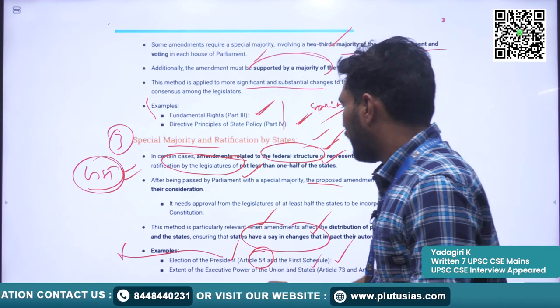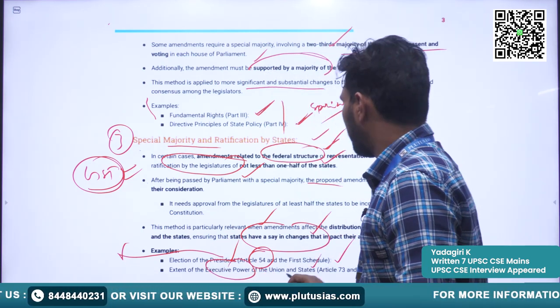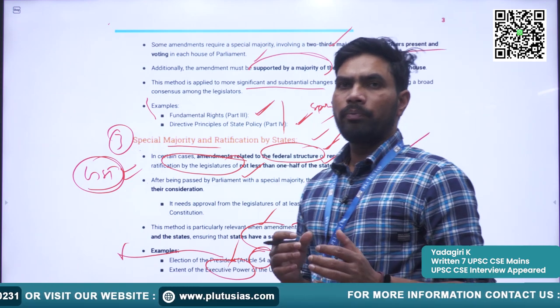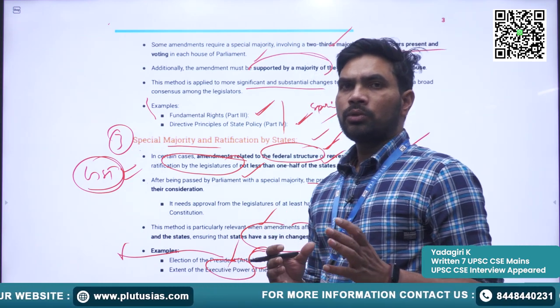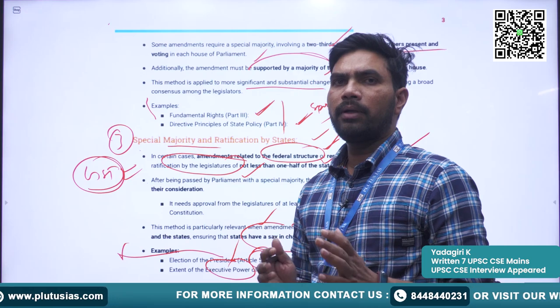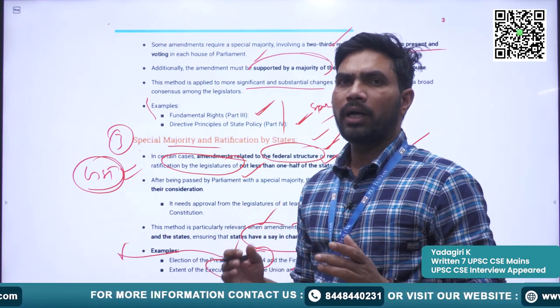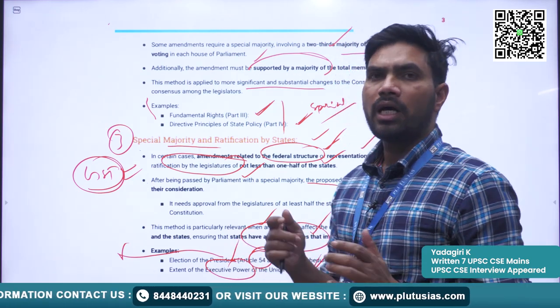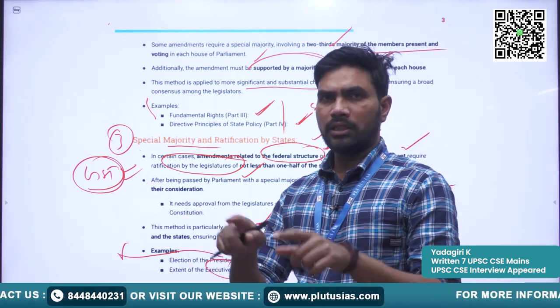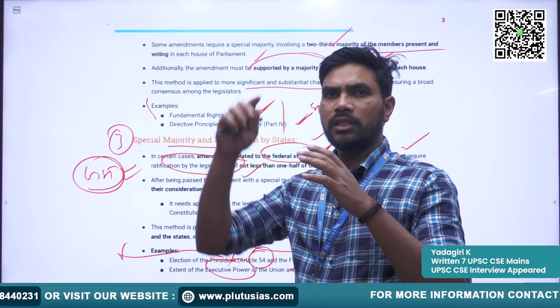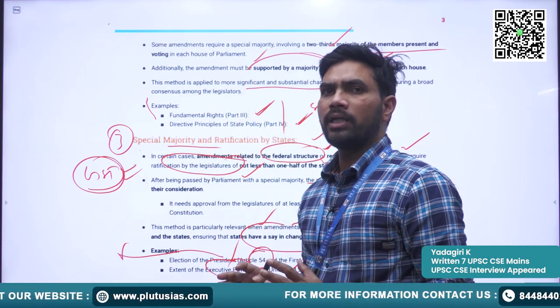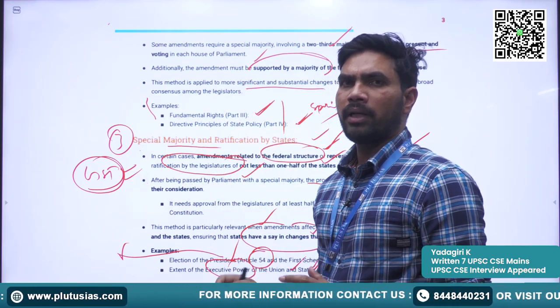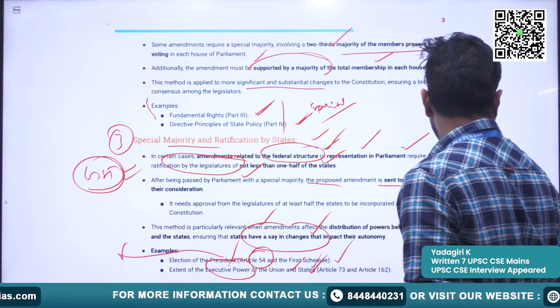Another example is the extent of executive power of the union and states. As we have discussed already, the executive power is divided between the center and states, because for practical purposes we are following a federal system. So whenever there are changes in the executive arena of the state governments and the center government, it also requires ratification by more than half of the states.